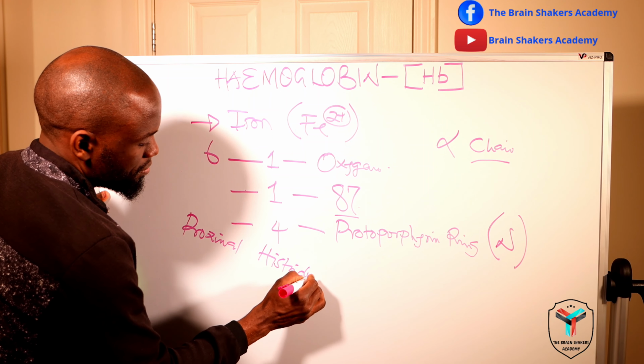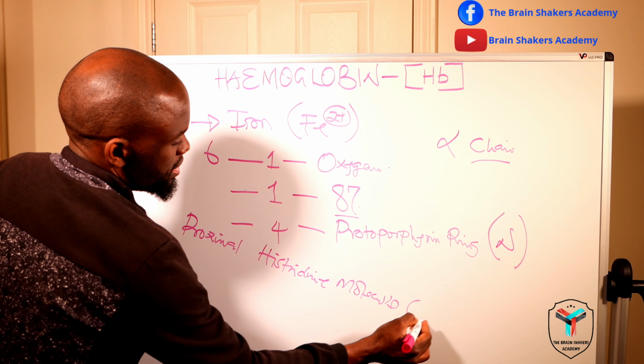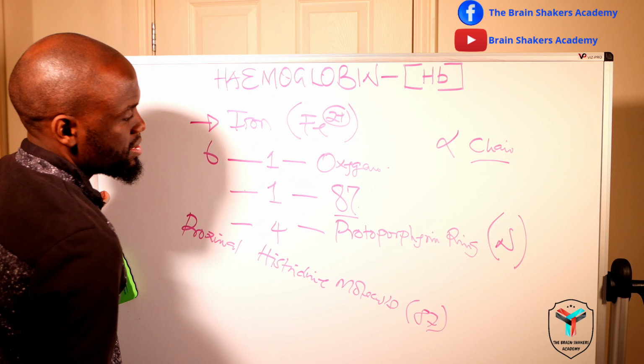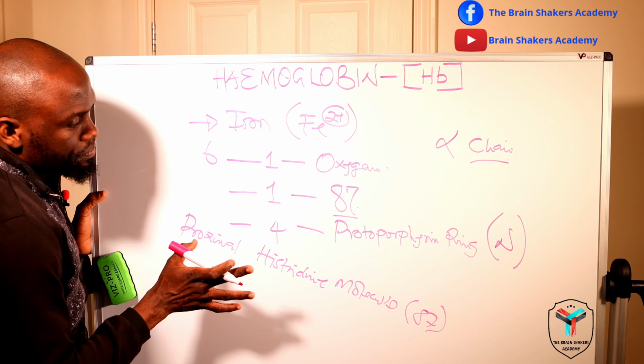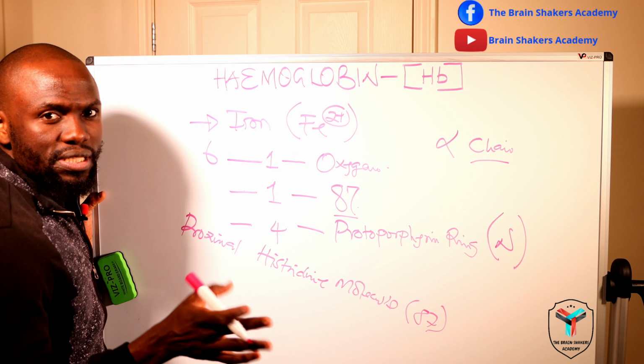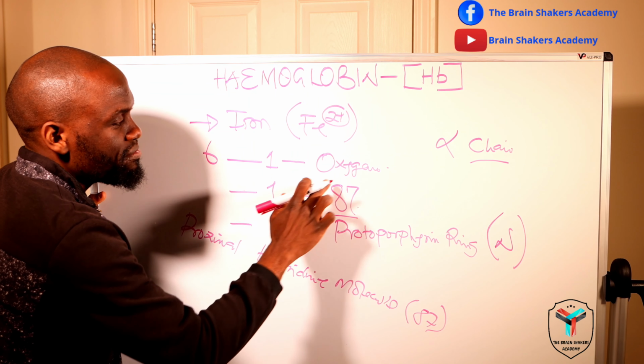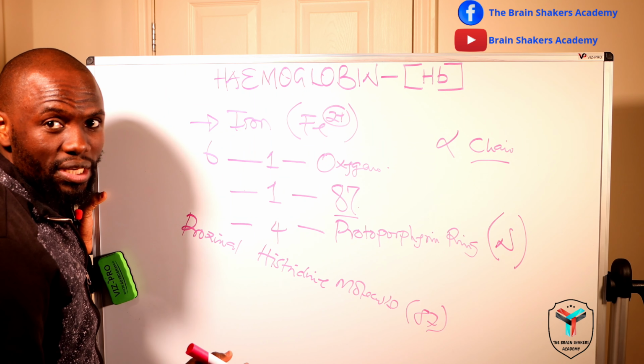So this position 87 has what we call a proximal histidine molecule. Okay, it is at position number 87. Now it has made those 6 bonds, and once it has made those 6 bonds, one of them is going to remain vacant because it has to bind to that oxygen.